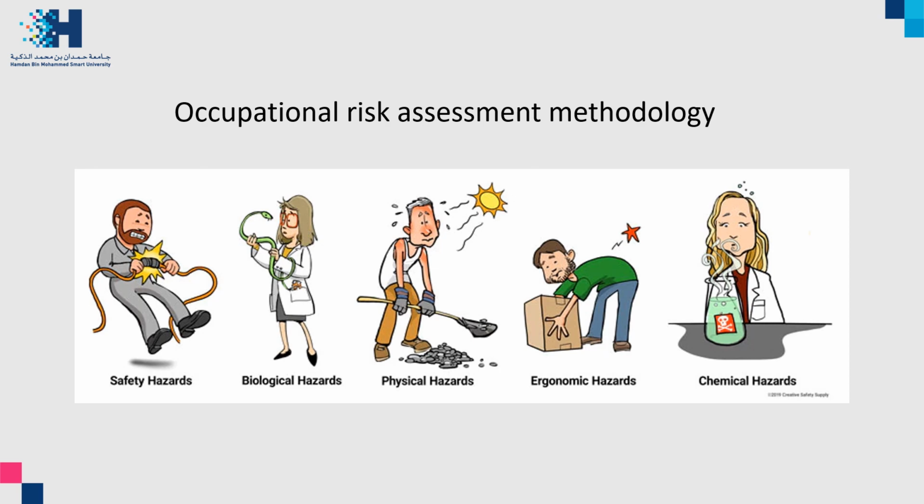Employers have a responsibility to identify and assess these types of hazards in the workplace and to implement appropriate control measures to minimize or eliminate the risks to workers. This can include providing appropriate personal protective equipment, modifying work processes or procedures, or implementing engineering controls to minimize exposure to hazards.